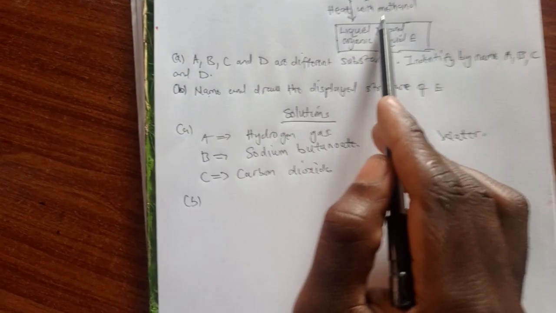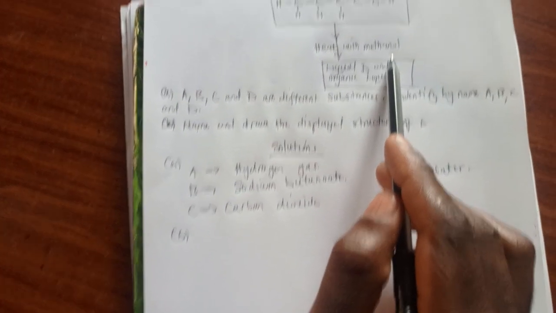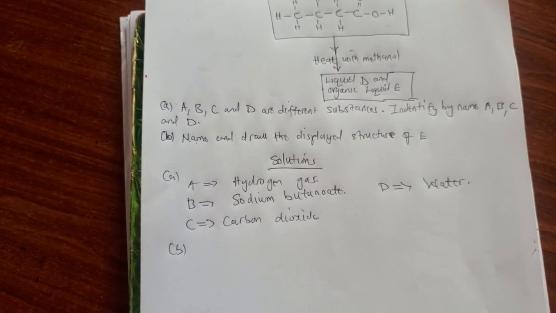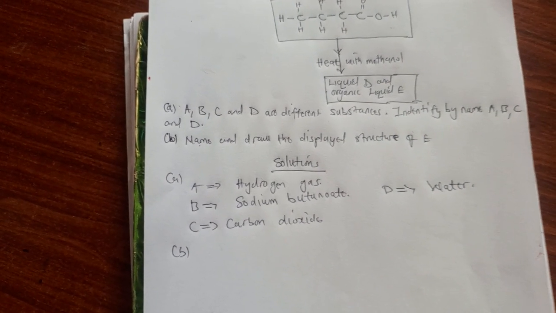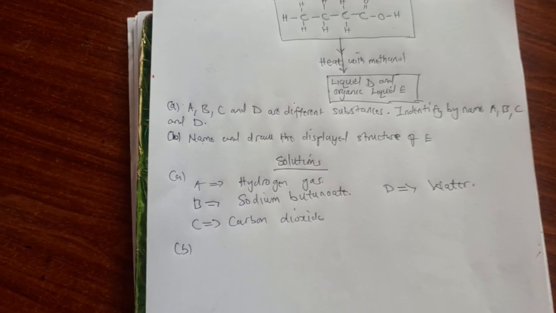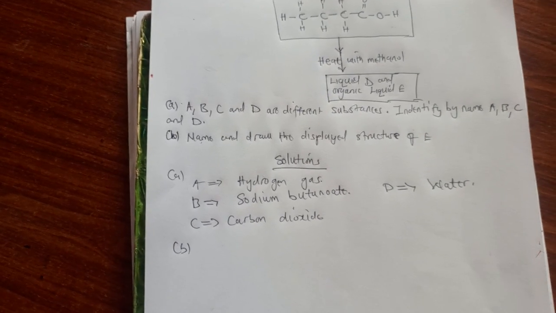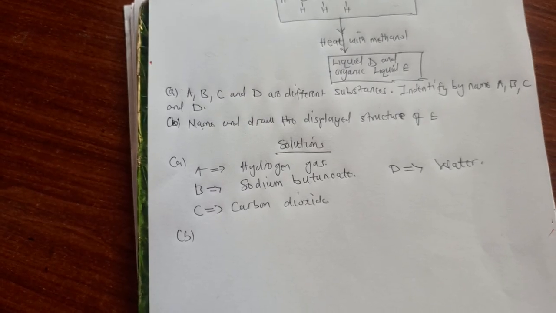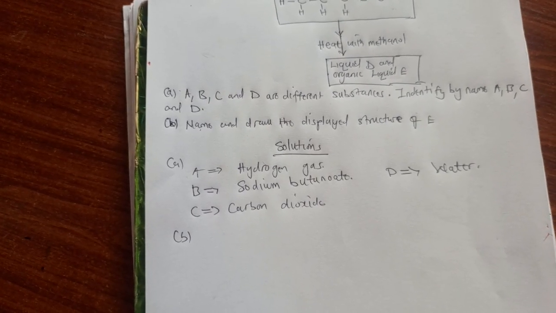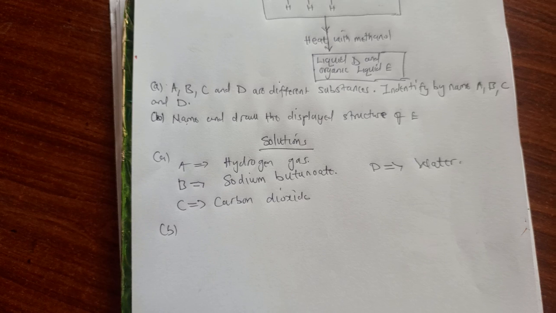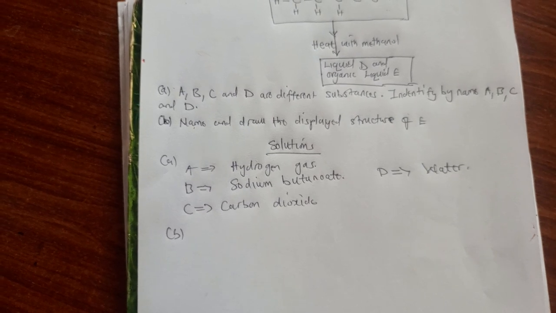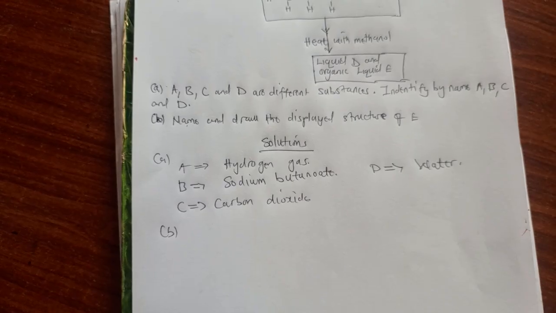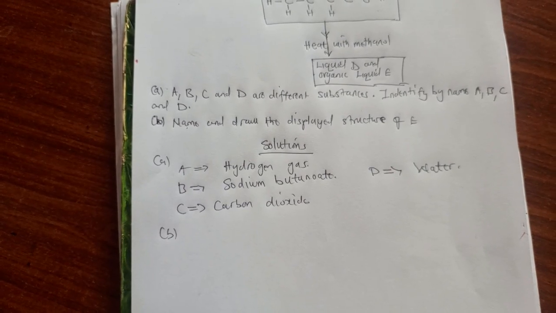So this methanol is an alcohol. The methanol you are seeing here is an alcohol. So when an alcohol reacts with an organic acid, and butanoic acid is an organic acid, they form what is known as an ester. Now, what is the name of that ester? That is now our area of interest.